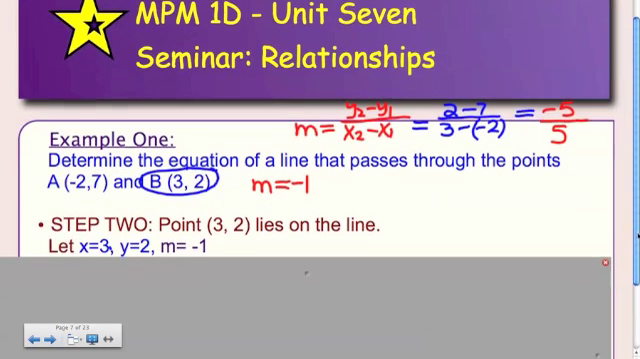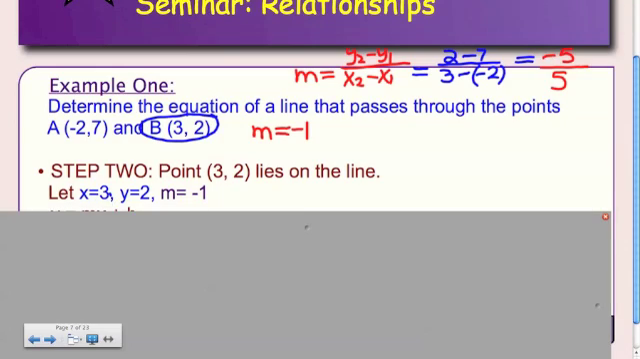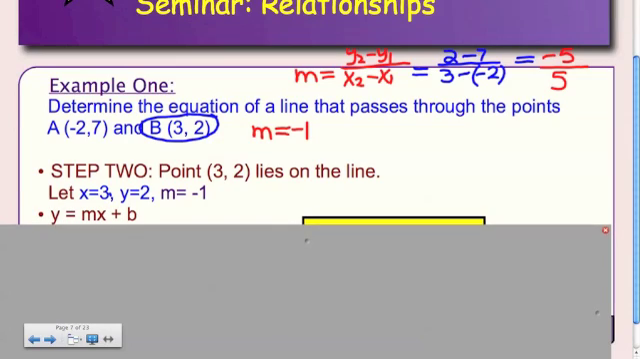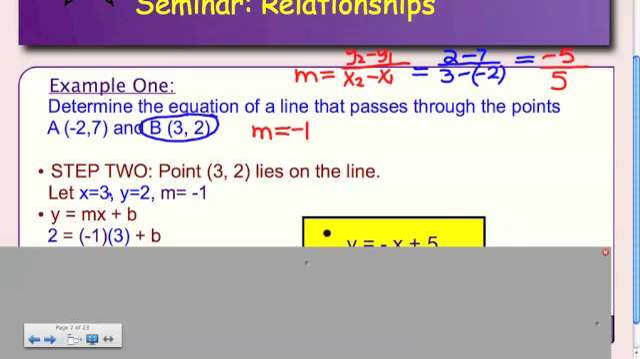So I'm going to let x equal 3, y equal 2, and we already know that our slope is equal to negative 1. With this information, you are going to plug this information into the equation of a line. y is equal to mx plus b. So instead of y, I plugged in positive 2. Instead of m, negative 1. Instead of x, positive 3. And then I don't know what b is.